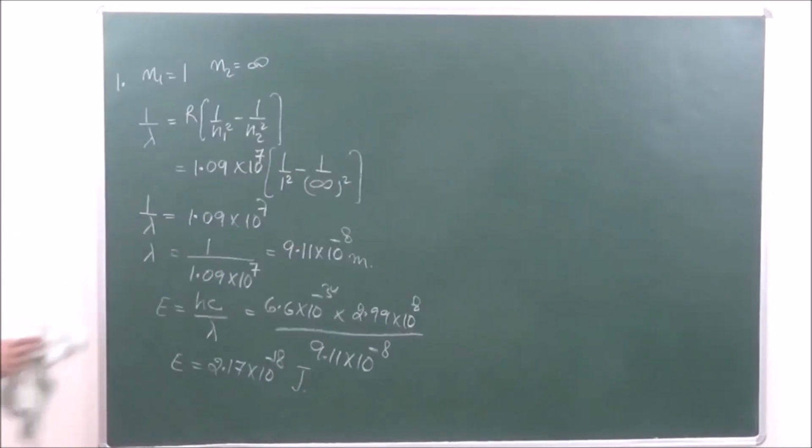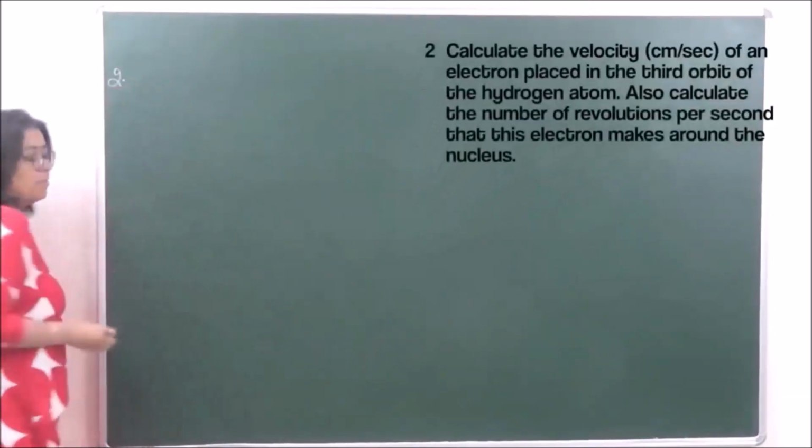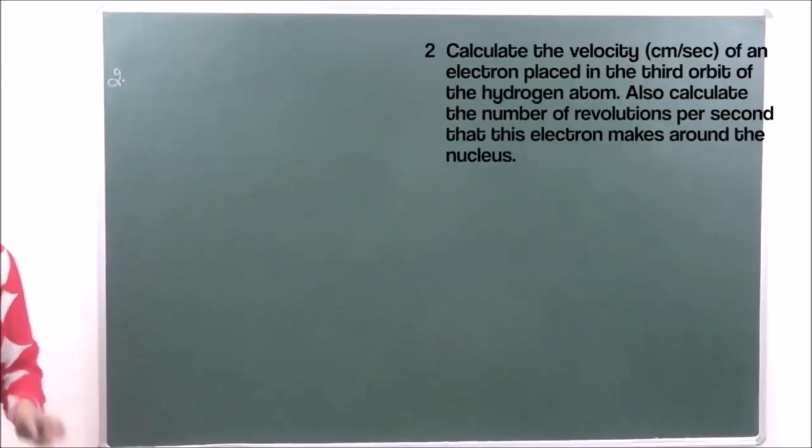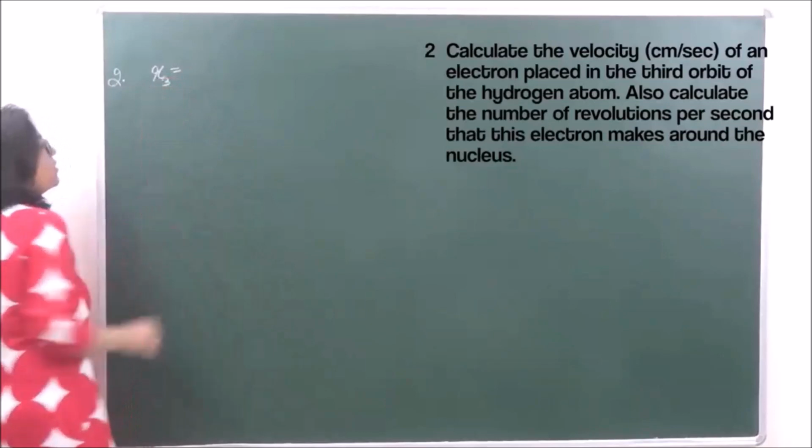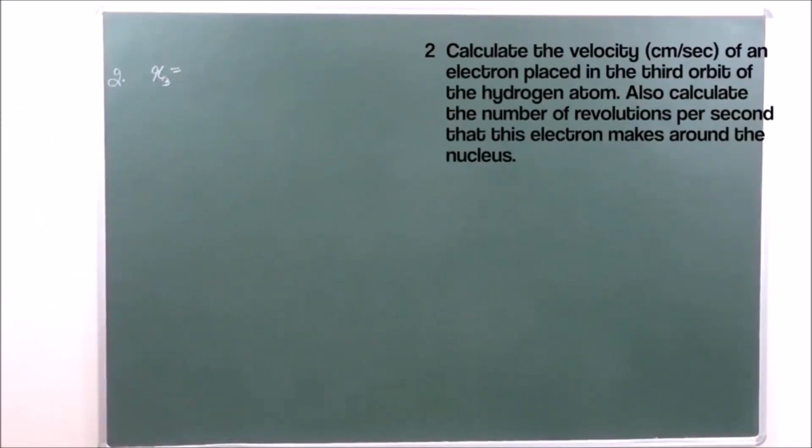Let's go to question number 2. Question number 2 is: calculate the velocity in centimeters per second of an electron placed in the third orbit of hydrogen. So n is given as 3. Also calculate the number of revolutions per second that this electron makes around the nucleus. First of all, we need to calculate the radius. Only then can we calculate the velocity. So in the first step, let's calculate the radius for n is equal to 3. Radius is given as what?